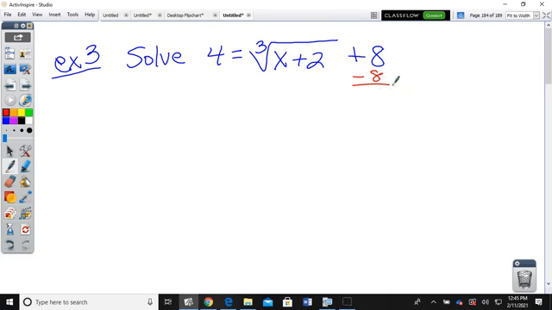We're going to in just a minute. Okay. I got to get it by itself first, though. So negative 4 equals the cubed root of x plus 2.